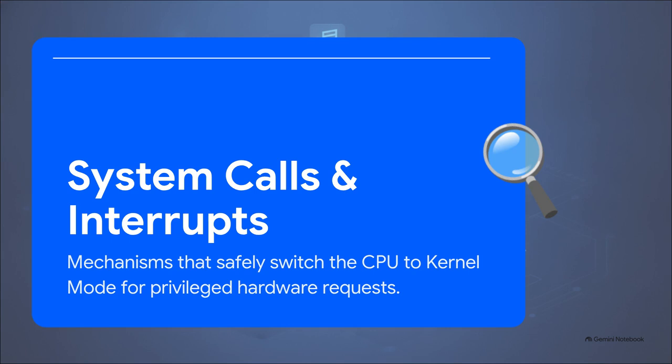That bridge is built on system calls and interrupts. Let's say your user mode browser needs to download an image. It can't just reach out and touch the Wi-Fi card directly, no way. It has to make a system call, which is basically a formal request to the kernel. On the flip side, hardware can send interrupts to the CPU, waving its hand to get immediate attention. When that happens, the CPU saves its current state, safely switches into kernel mode, handles the privileged task, and hands the result right back to the user app.